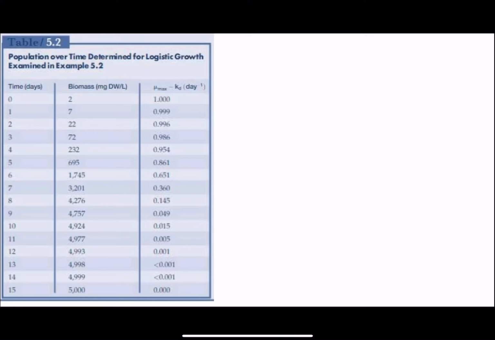Biomass. When you go from 0, of course, here accounting for mu max minus KD, biomass 2, 7, all the way to 5,000. That's where you are reaching the carrying capacity at day 15. At day 10, look at it, 4,124. This is for the logistic growth example.